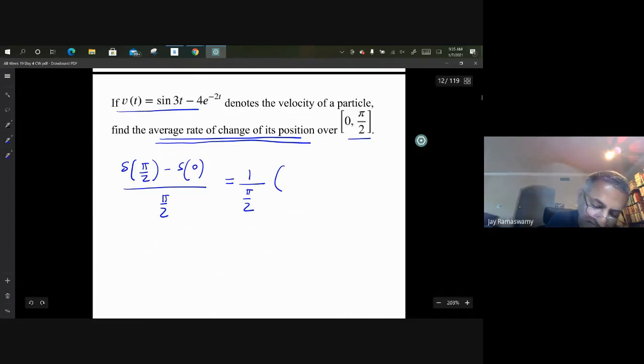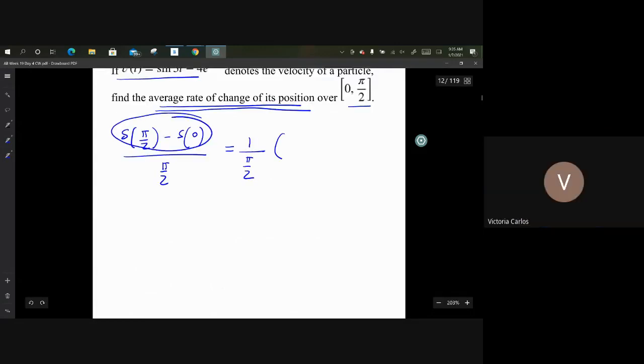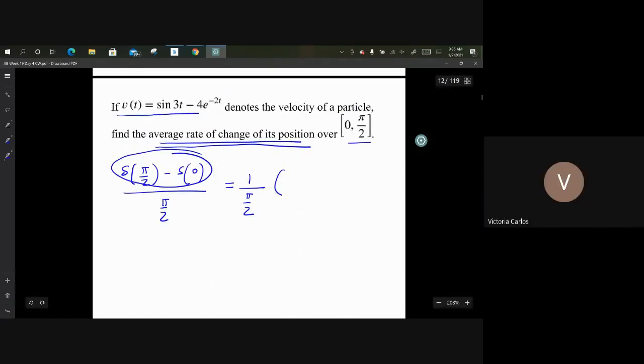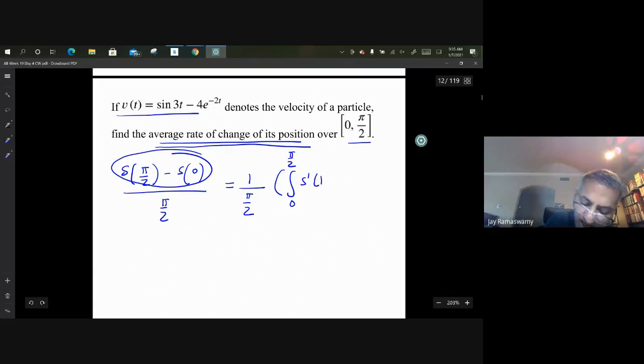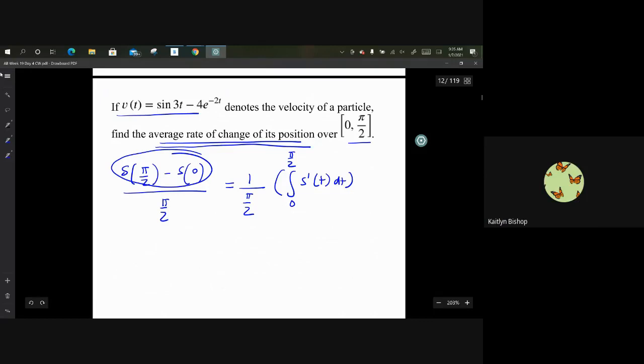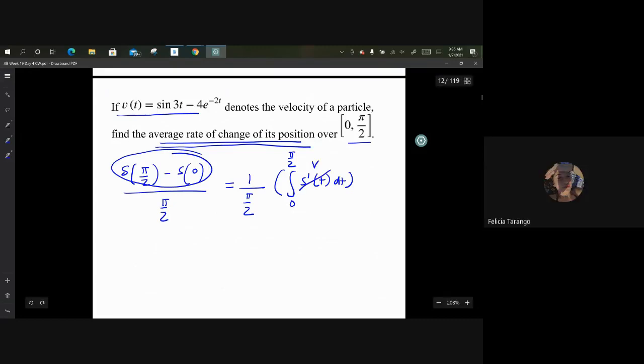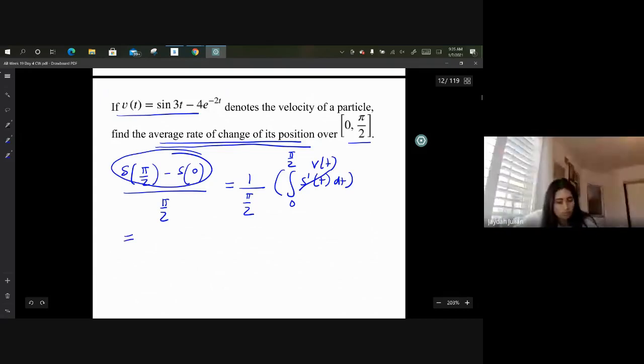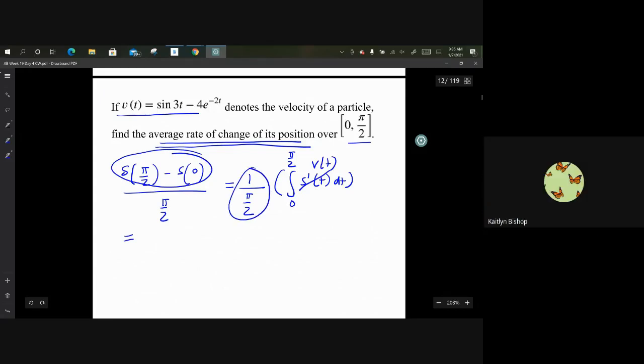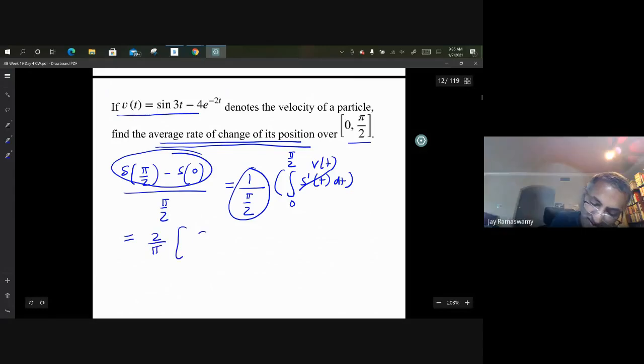How does net change work? Oh, the integral. Yes, integral from 0 to pi over 2 of S dash. There you go. What is the use if you just copy it down twice? It's not moving you on. How is that helping? Guys, what is S dash in front of you? V of t. And do we know V of t? By the way, 1 over pi over 2 becomes 2 over pi. Multiply by the reciprocal. Integral from 0 to pi over 2. Copy down.